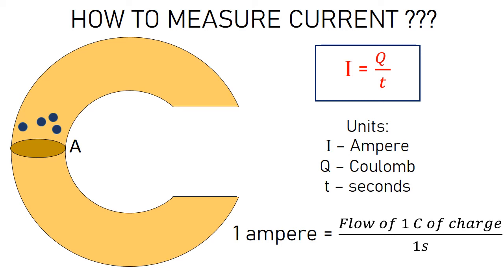What is it? When 1 coulomb of charge flows through that area of cross section in 1 second, you say 1 ampere of current is passing through that conductor. Okay?